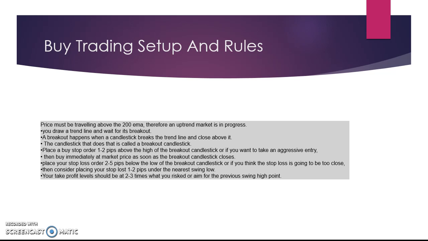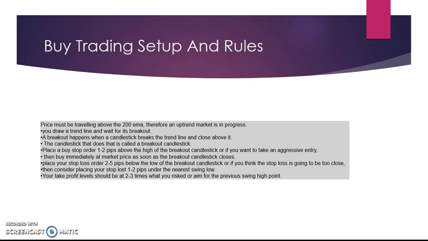You draw a trend line and wait for its breakout. A breakout happens when the candlestick breaks the trend line and closes above it. The candlestick that does that is called a breakout candlestick. Place a buy stop order 1 to 2 pips above the high of the breakout candle.